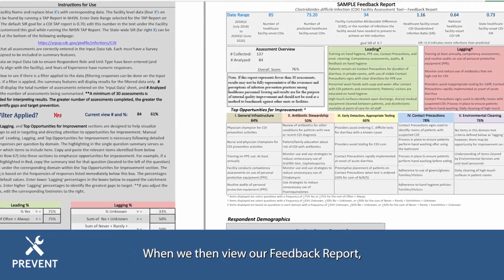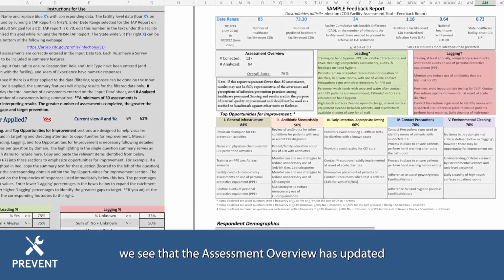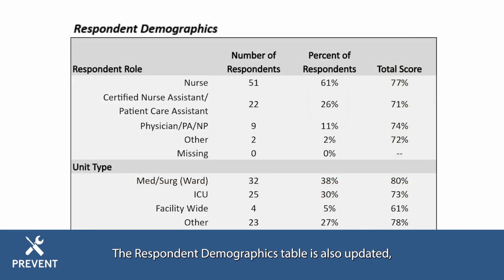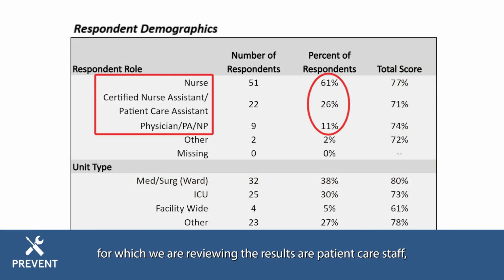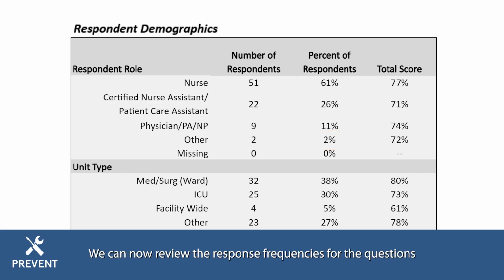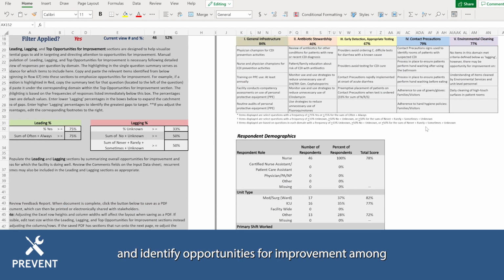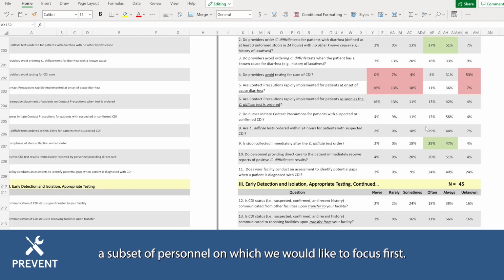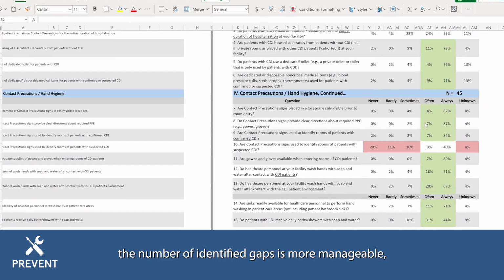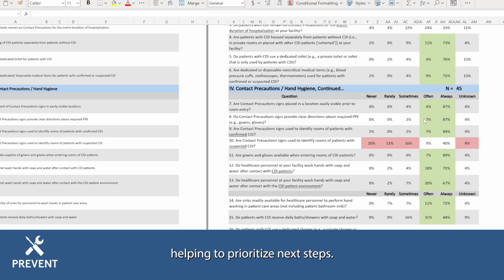When we then view our feedback report, we see that the assessment overview has updated to now analyze just 84 of our total assessments. The respondent demographics table is also updated, indicating that the majority of the respondents for which we are reviewing the results are patient care staff, with only 2% now listed as other. We can now review the response frequencies for the questions and identify opportunities for improvement among a subset of personnel on which we would like to focus first. Because we filtered the respondents, the number of identified gaps is more manageable, helping to prioritize next steps.